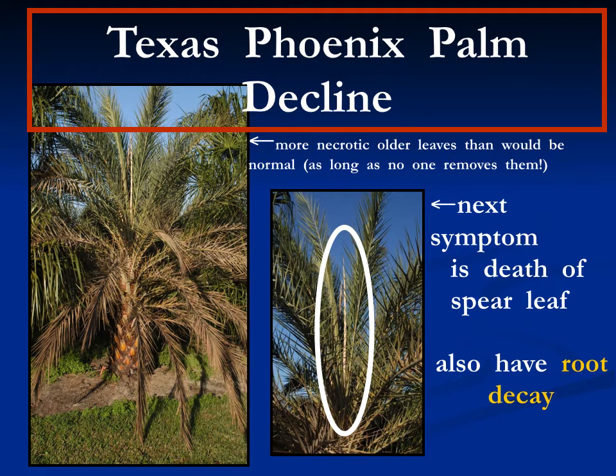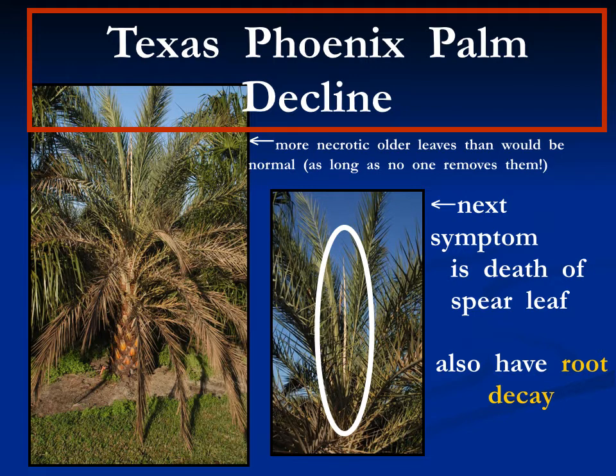The next more severe symptomology that you're going to see if you're driving around is that you'll have more necrotic, or dead, lower leaves than would be normal. And we can see in the left-hand picture there are an awful lot of lower leaves that are completely brown. And if we look closer at that same picture at the lower right-hand side, and you can see the oval, can you see in the middle there's kind of a brownish spear or point? That is a dead spear leaf. This means that the heart of the palm is already dead. The game is already over for this particular palm.